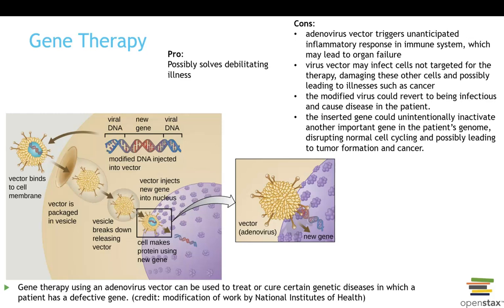And then these virus vectors may infect other cells, so instead of just targeting that specific gene, they may damage and target different cells or different parts of the DNA and can cause cancer. Also, modified viruses can reverse their genetic information and become infectious again. And also the inserted gene can become inactive, and it may even affect other important genes in our genome.